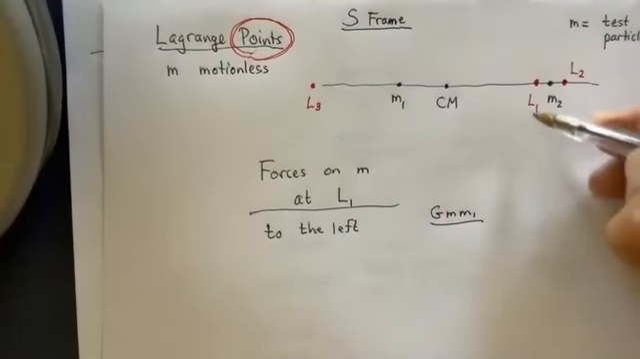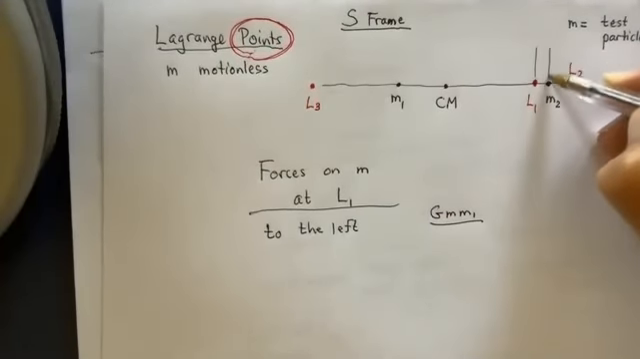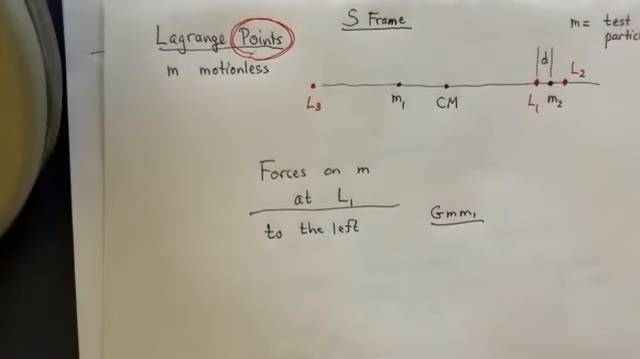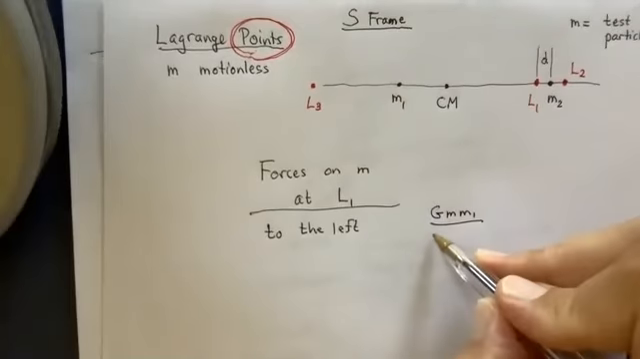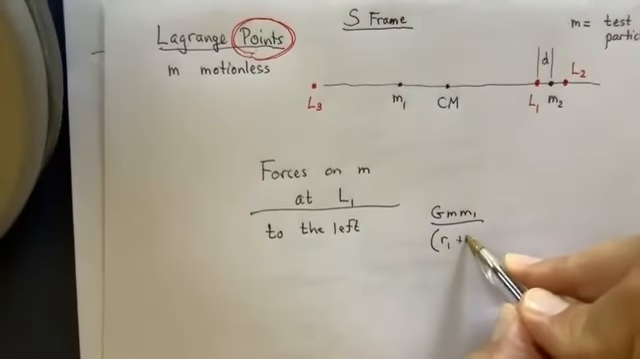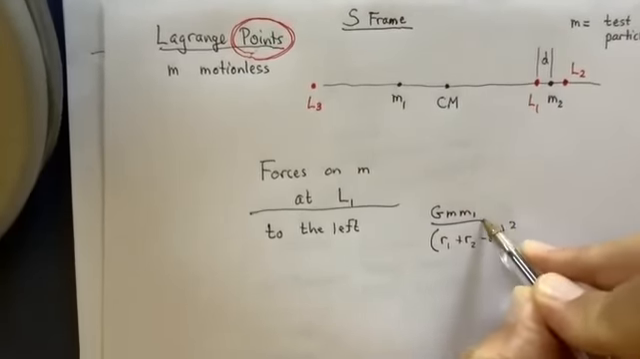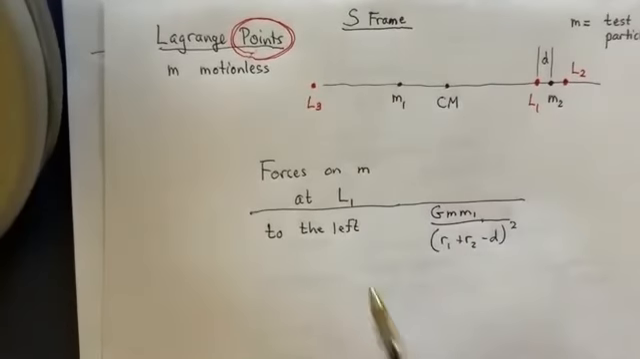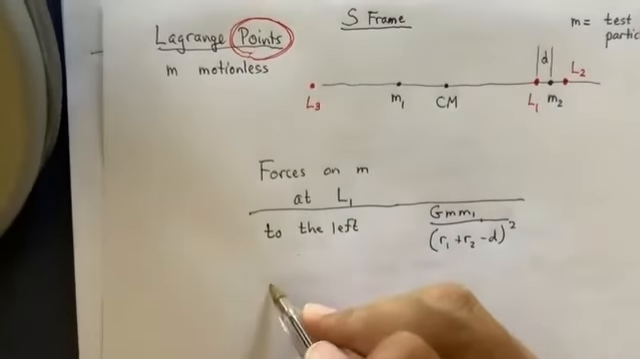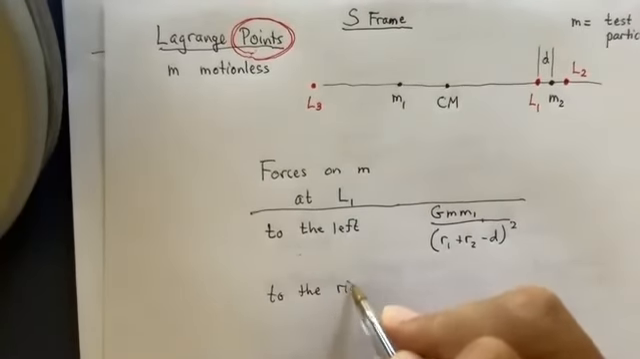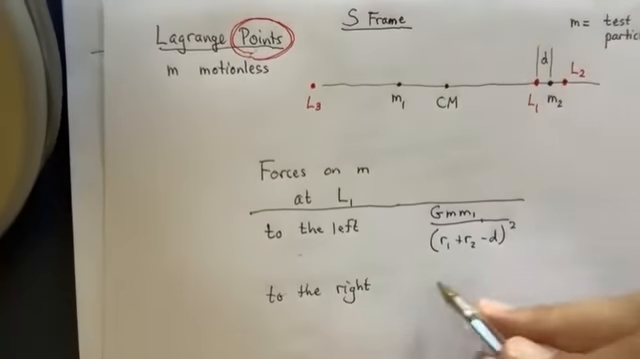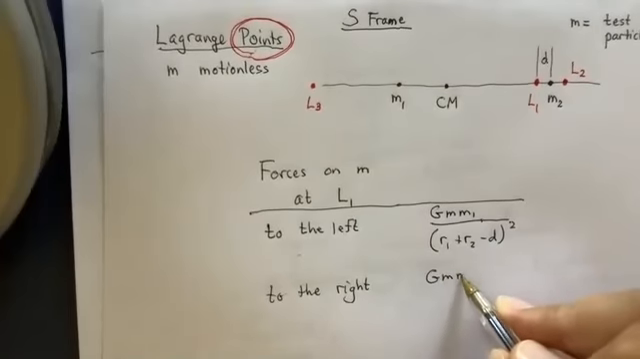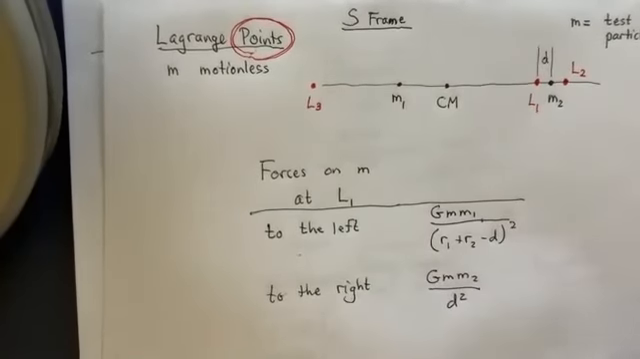Okay, let's say that this distance here is d. That's the definition of d. So what's the distance from here over to here? That's going to be the r1 plus r2 minus d, and we must square that. So again, the text tells you the direction, and this is the magnitude of the force. There's a force to the right. It's the gravitational pull from this mass m2. So that's G little m2, and the distance is simply d. So d squared like so.